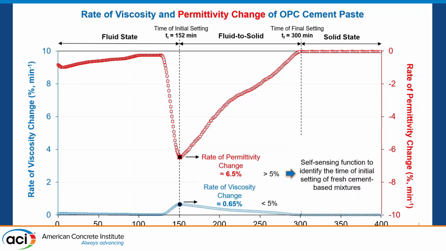So the rate of viscosity change is 0.65%, which is well below this 5% threshold. However, we can exceed this threshold by using the rate of permittivity change. So we can use these readings as a self-setting function to identify the time of initial setting of fresh cement-based mixtures by using just some electrical readings, without having an isothermal calorimeter or a Vicat needle.